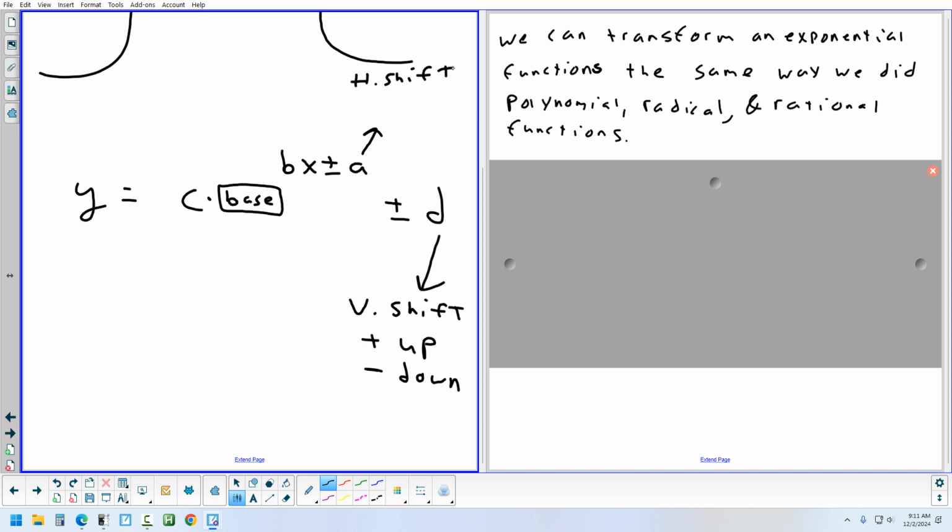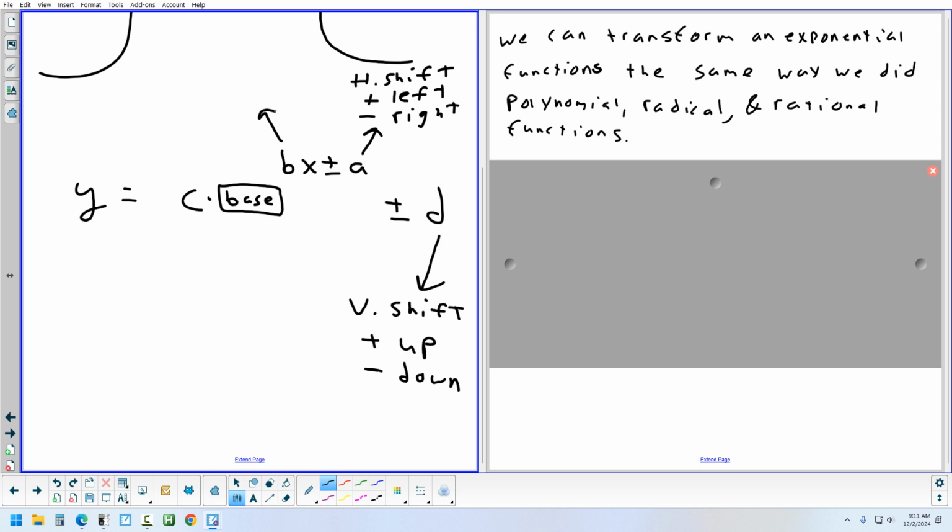Horizontal has always been backwards, just the way it works. So which way would positive move it? Positive would move left. And negative would be to the right. All right, let's look at B.